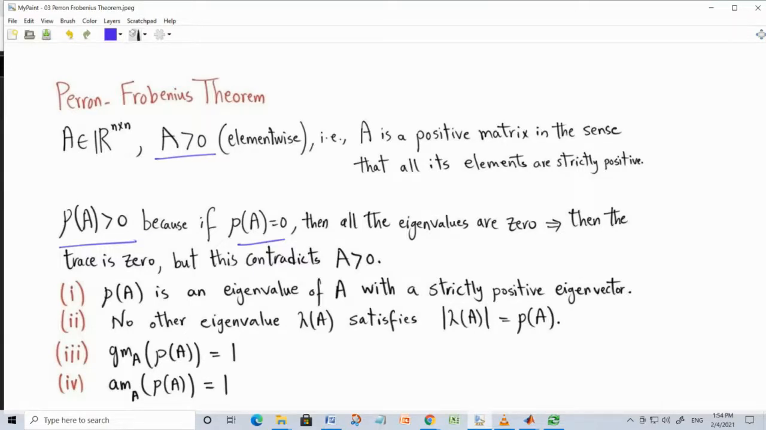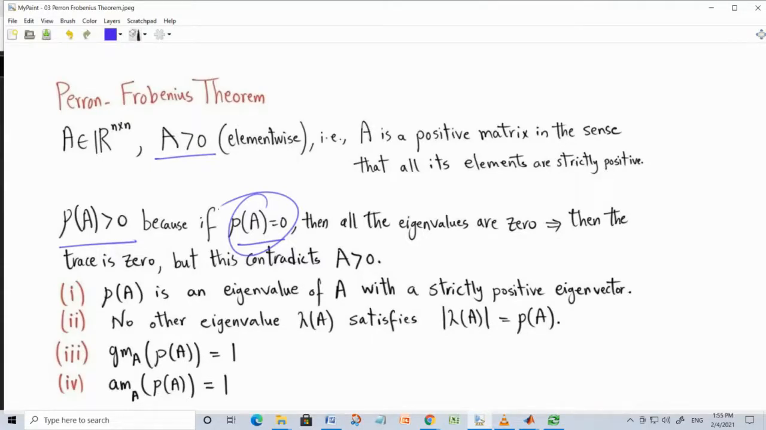But this contradicts the fact that the matrix has strictly positive elements, and so the elements on the main diagonal, their sum is strictly positive. So it cannot be the case that rho of A is equal to 0. So if the matrix has strictly positive elements, then its spectral radius is guaranteed to be strictly positive.